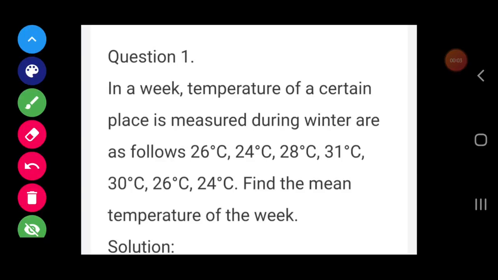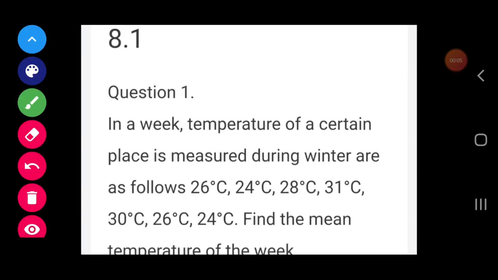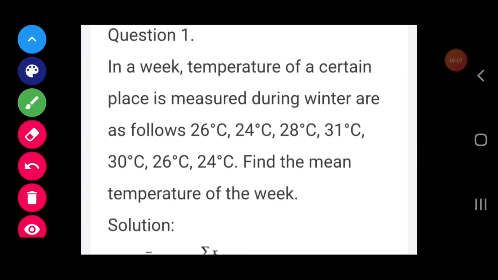Good evening everyone. Now we are going to see exercise 8.1 first question. In a week, the temperature of a certain place measured during winter is as follows: 26 degrees Celsius, 24 degrees Celsius, 28 degrees Celsius, 31 degrees Celsius, 30 degrees Celsius, 26 degrees Celsius and 24 degrees Celsius. We need to find the mean temperature of the week.